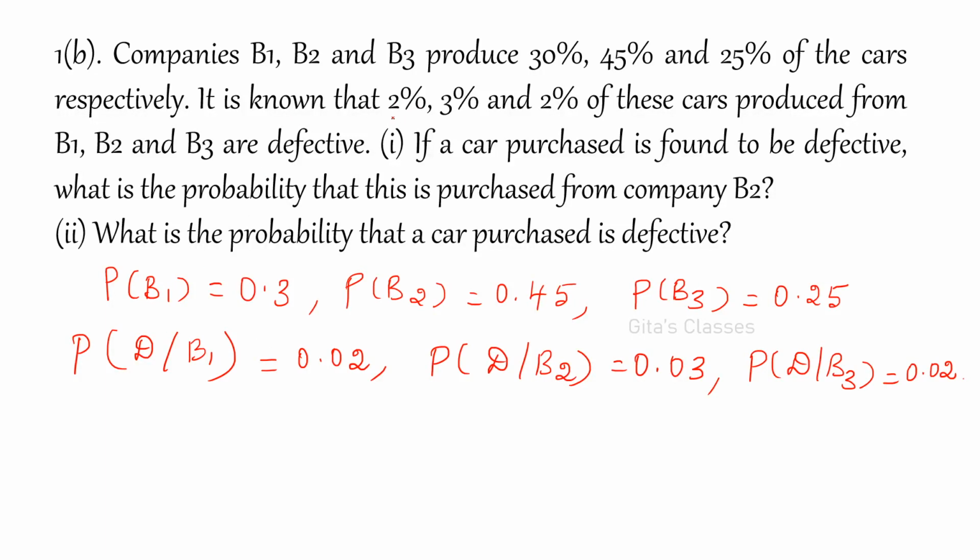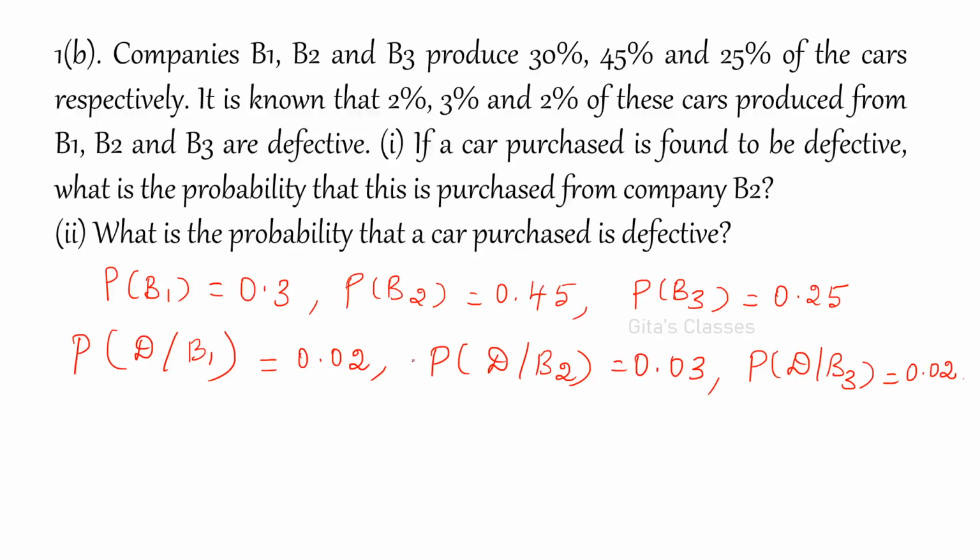It is known that 2%, 3% and 2% of these cars produced from these companies are defective. That is, if the car is produced by the first company B1 and the car is defective, the probability is 0.02. That is, all the 30% cars are produced by B1. In that 30%, how many cars are defective? What is the probability that the cars are defective given produced by B1? That is why first we are selecting the company and then what is the probability that it is defective.